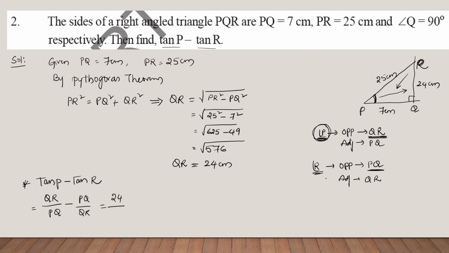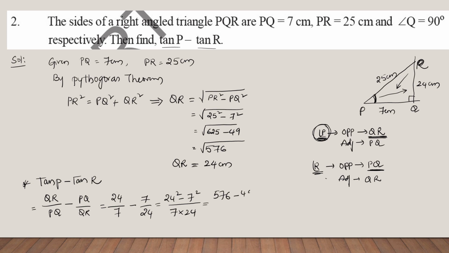24 by PQ is 7 minus, so it is nothing but reciprocal only, no? So from this what can I write? The LCM is 7 into 24. In the numerator, what am I going to get? 24 square minus 7 square. So what is the value that I am going to get?